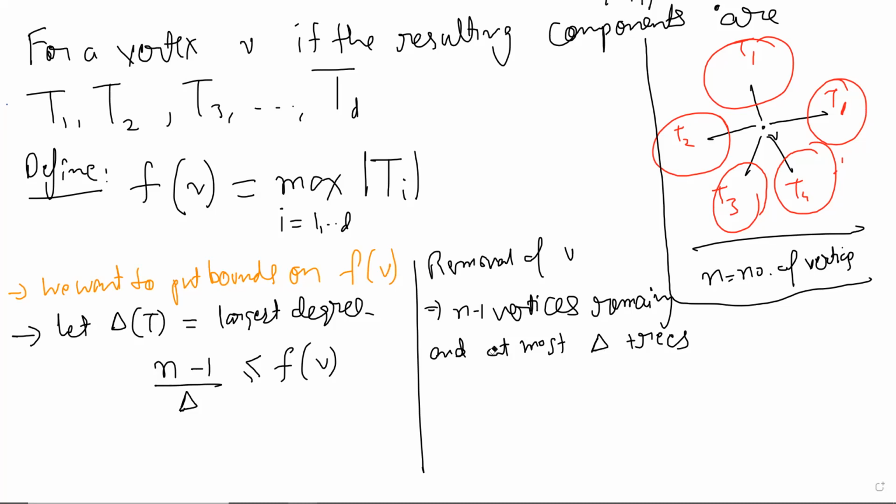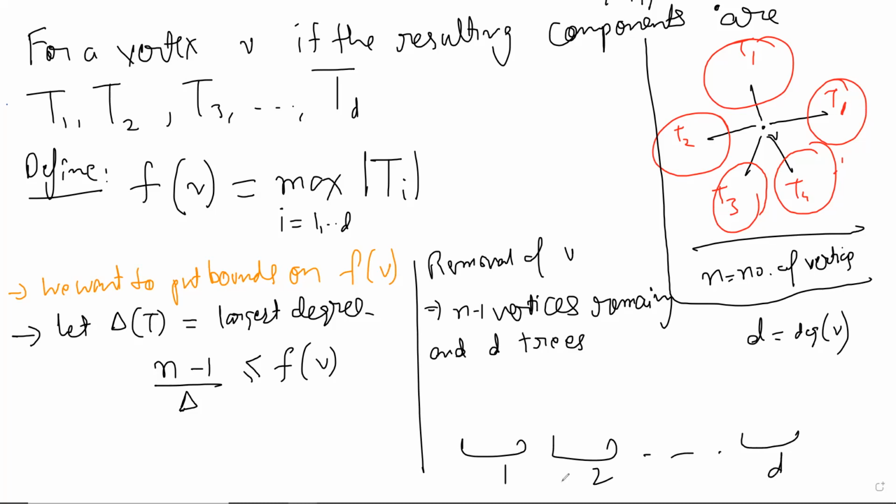Yeah. Or let me just write here D trees and D trees. Okay. Where D is the degree of V. Okay, so if there are D trees and n minus 1 vertices, then the largest tree should have more than (n minus 1) by D vertices, right? Because there are D things in which it is distributed. That's very obvious. There are D things in which these n minus 1 things are distributed, right?